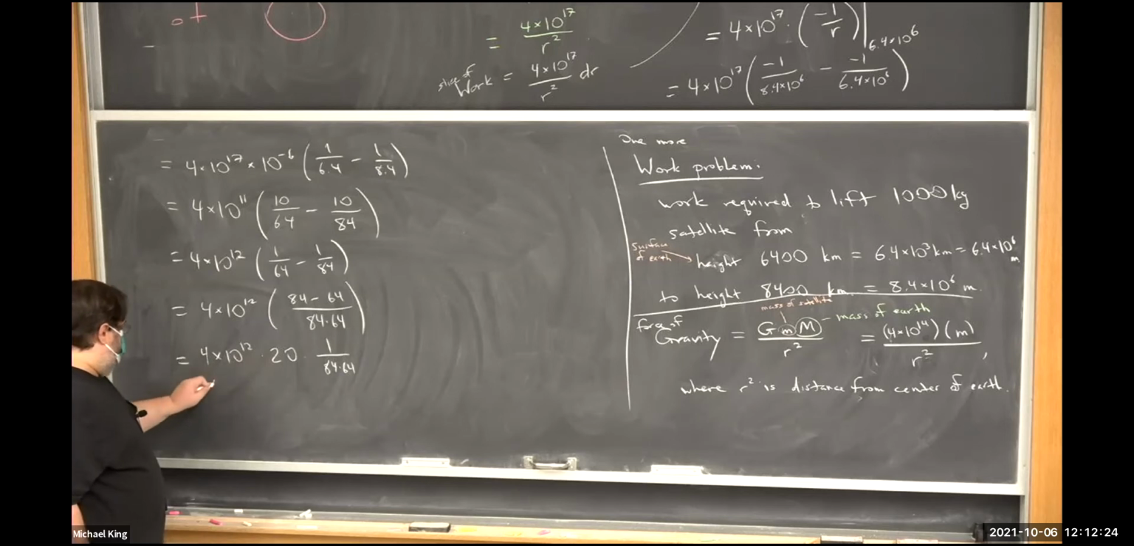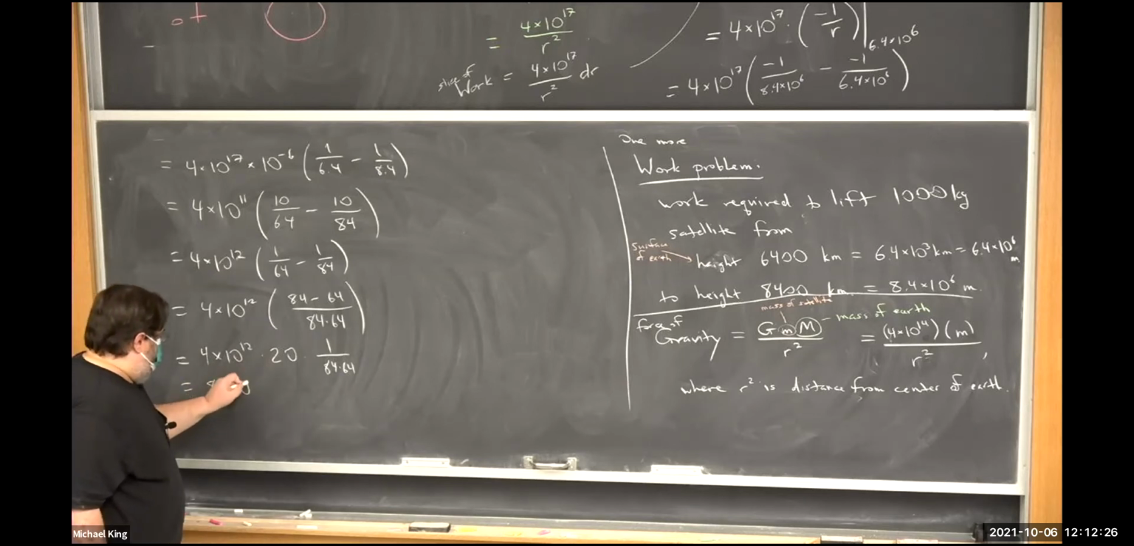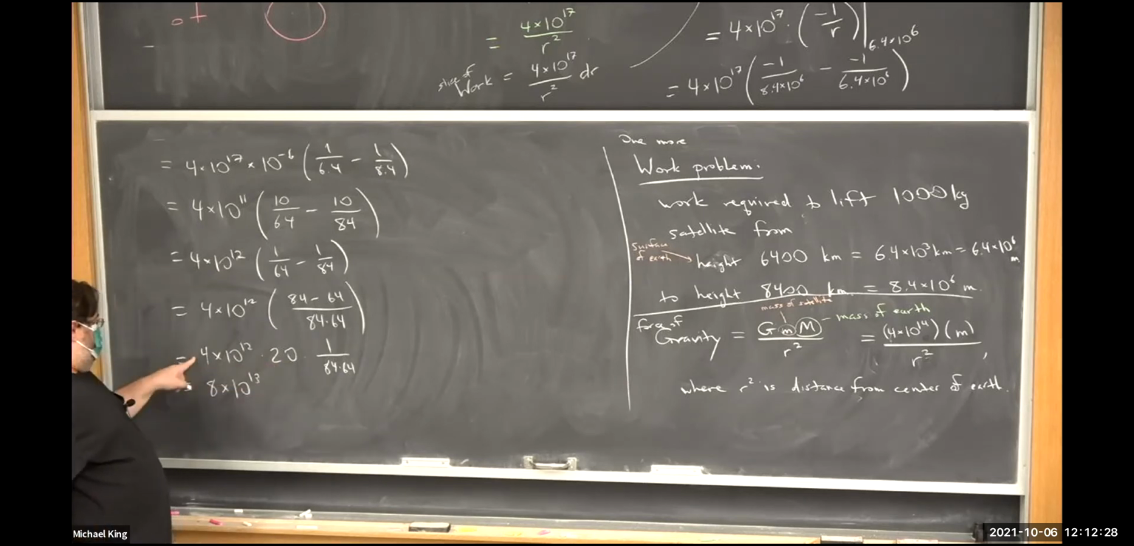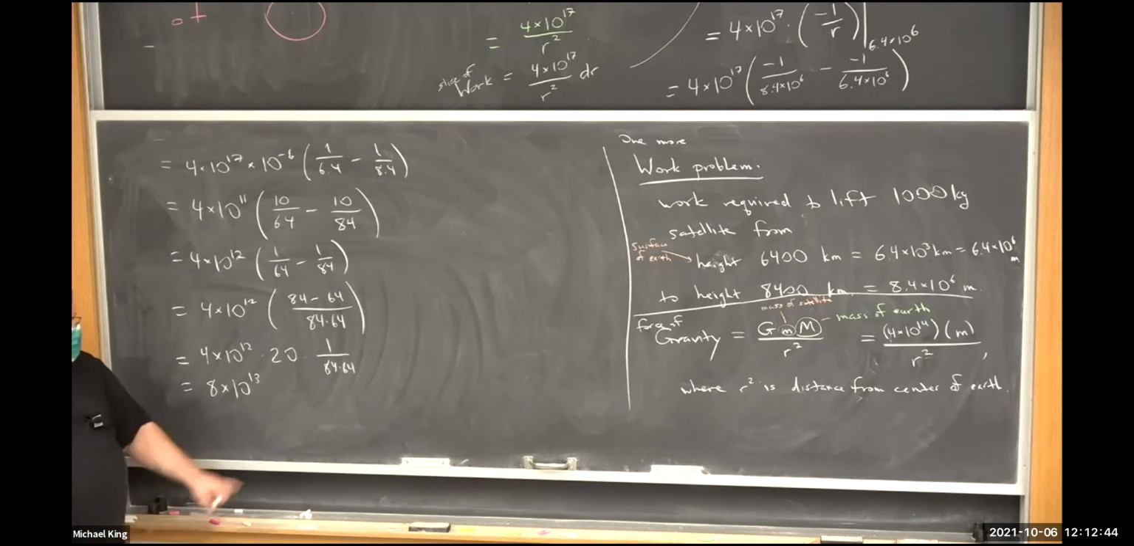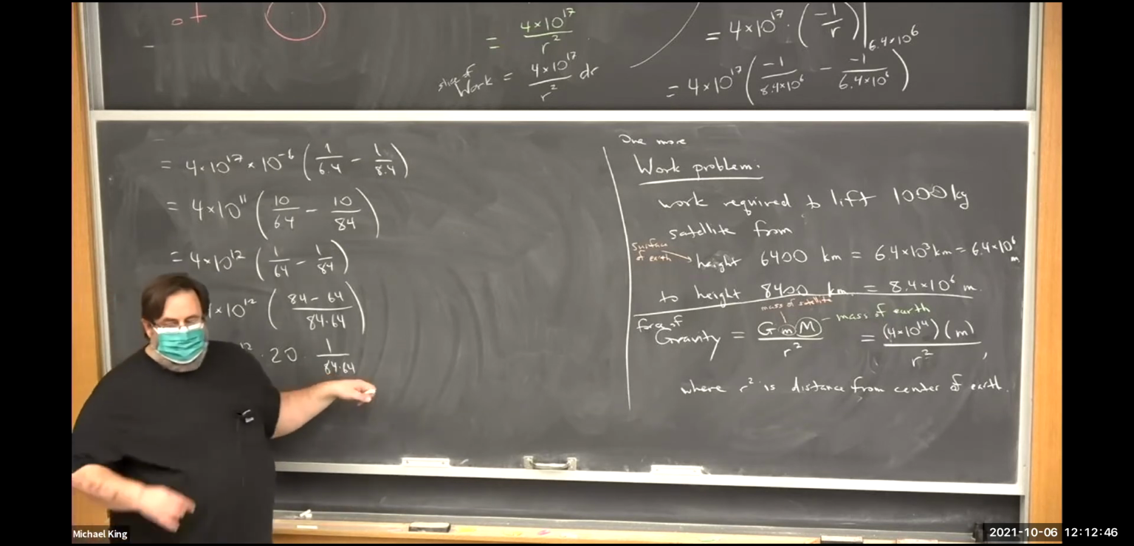This is 8 times 10 to the 13th. I split this up into 2 times 10. I can put the 2 with this, I can put the 10 with that. 84 times 64, it's got to be close to 5,000. It's 74 squared minus 10 squared. 74 plus 10 times 74 minus 10.